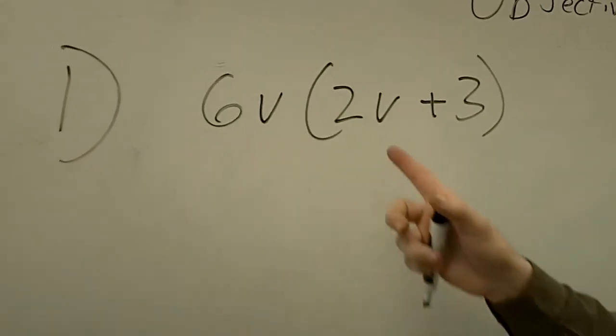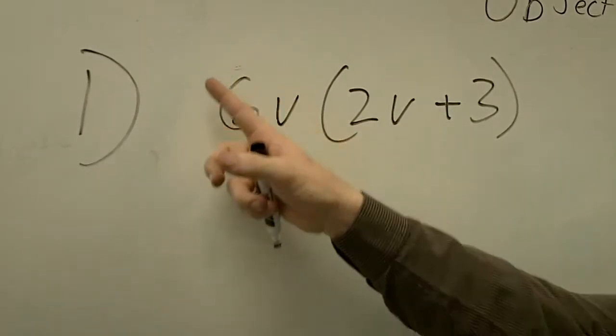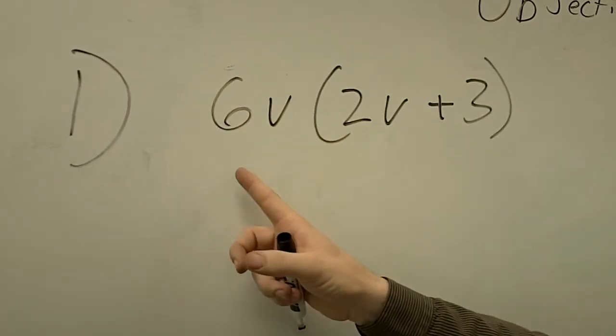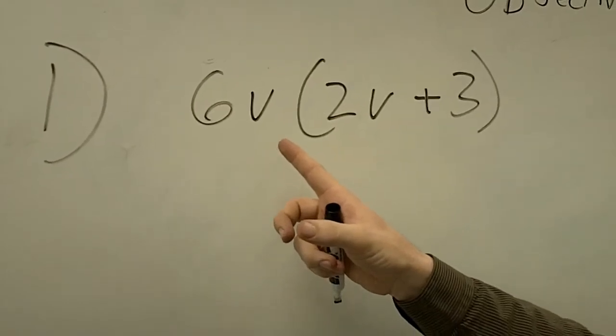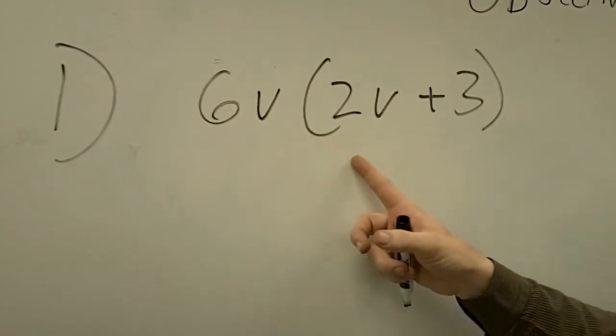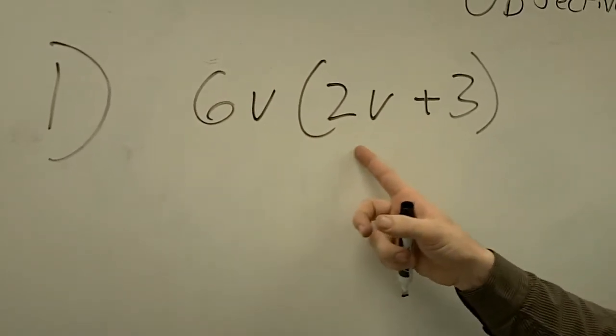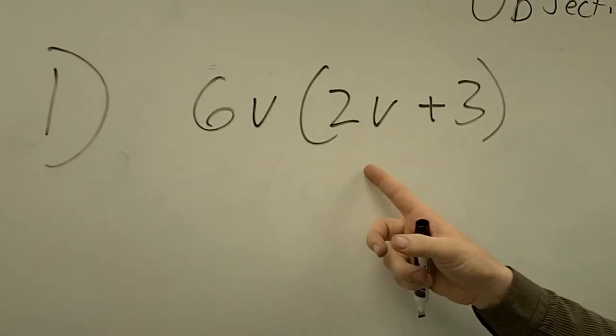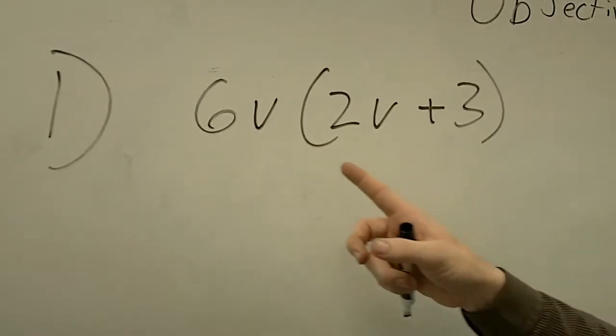Binomial. How many addition signs do we have in it? None, so it is a monomial. Monomial. Now right here, what is this term? What is this called? A binomial. Binomial. Okay.